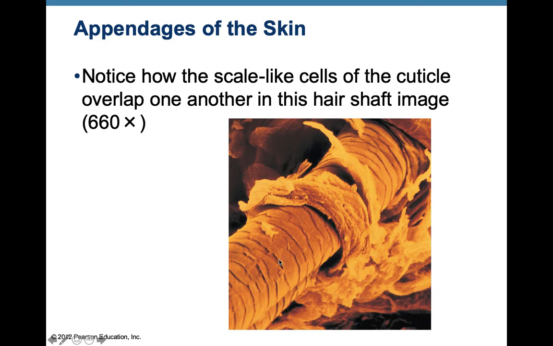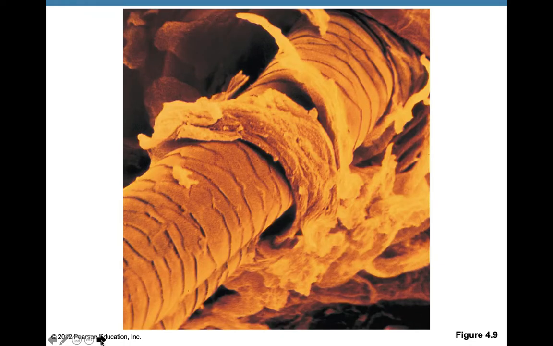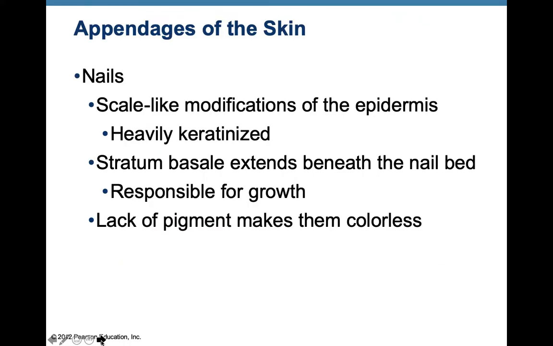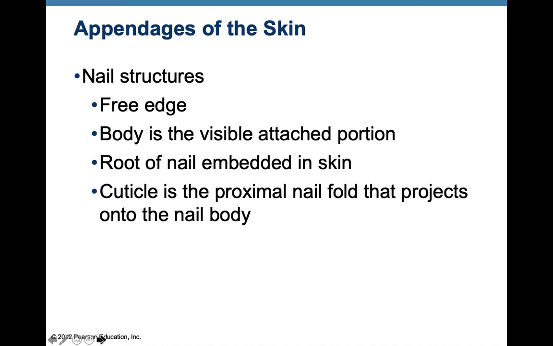So there are the scales magnified, and they overlap one another, and part of what they do on the cuticle is they help to protect the hair. Your nails are similar to the hair. A nail is a modification of the epidermis. It is also heavily keratinized. The stratum basale is right beneath your nail bed, and that's where the growth occurs. The fact that it lacks pigment makes it colorless, or makes it pink in nature.